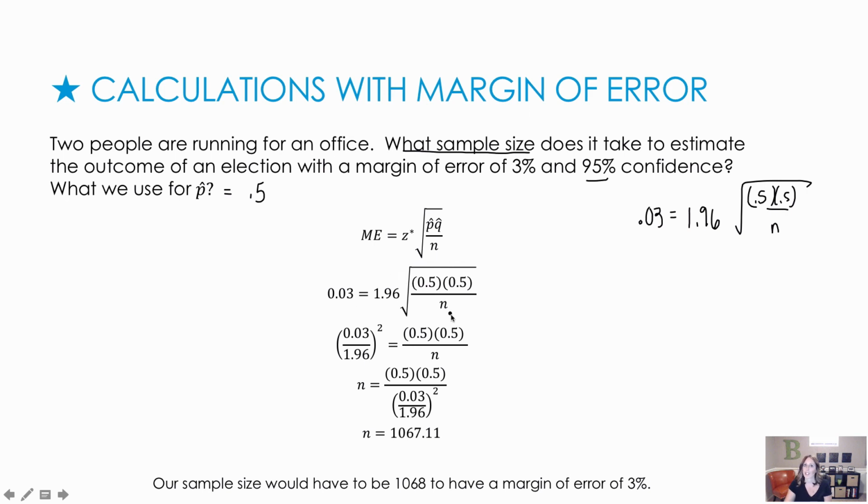And then of course I'm just going to do all of that work like I did before, and I find 1067.11. So our sample size would have to be 1068 to have a margin of error of 3%.